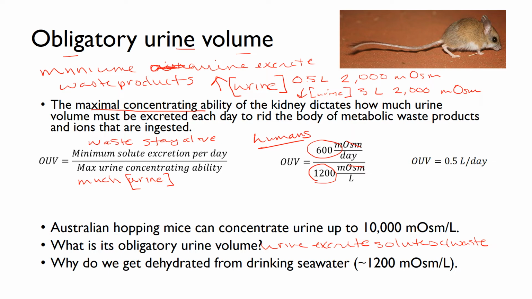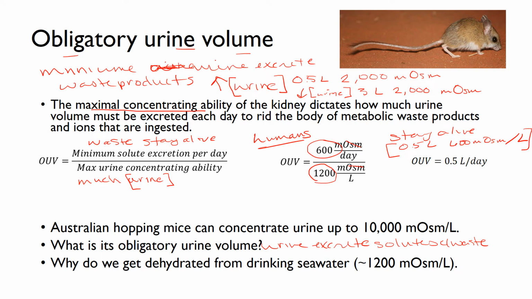So to stay alive, a human has to be able to urinate out at least half a liter a day that has a concentration of 600 milliosmoles per liter. So this is what we need to do to stay alive.